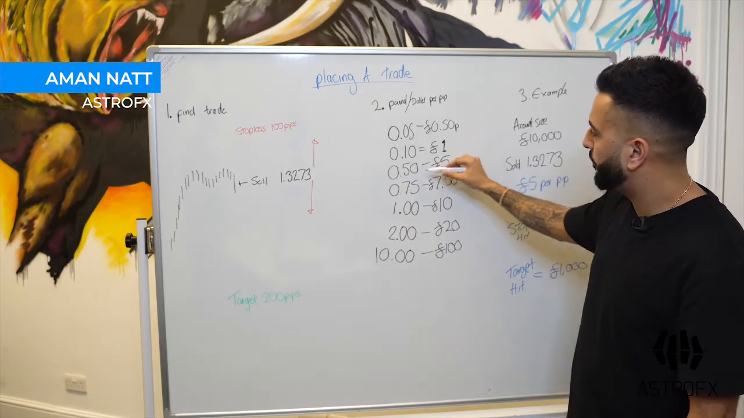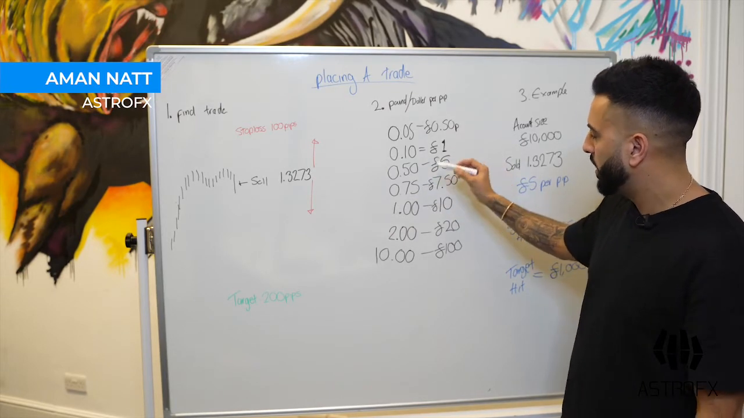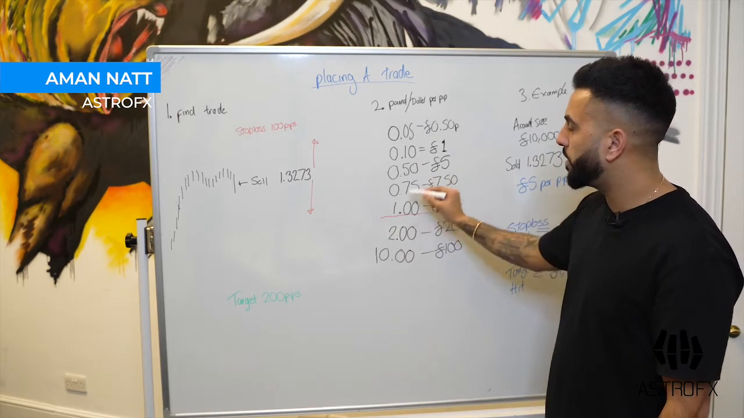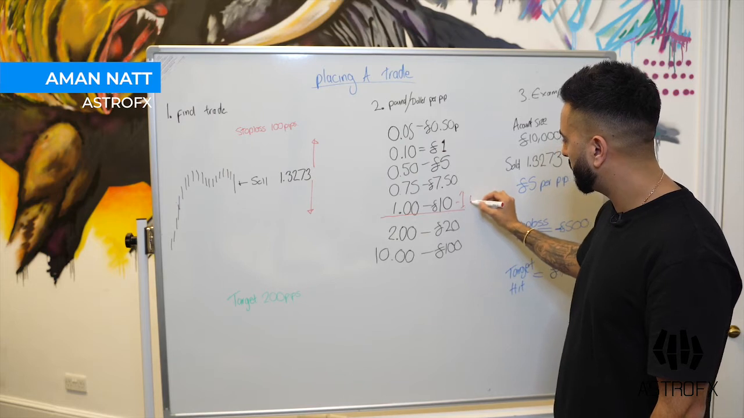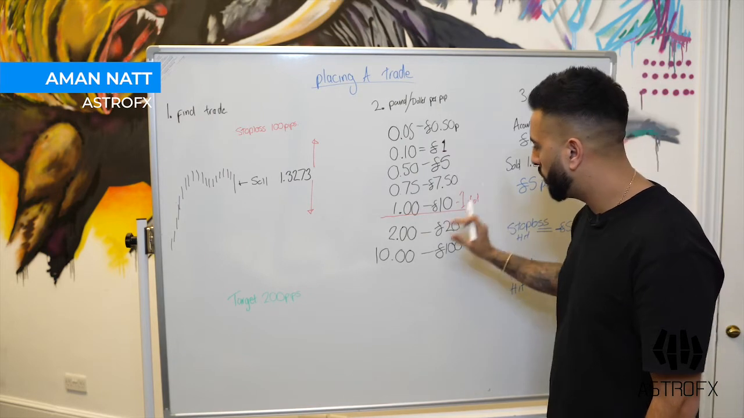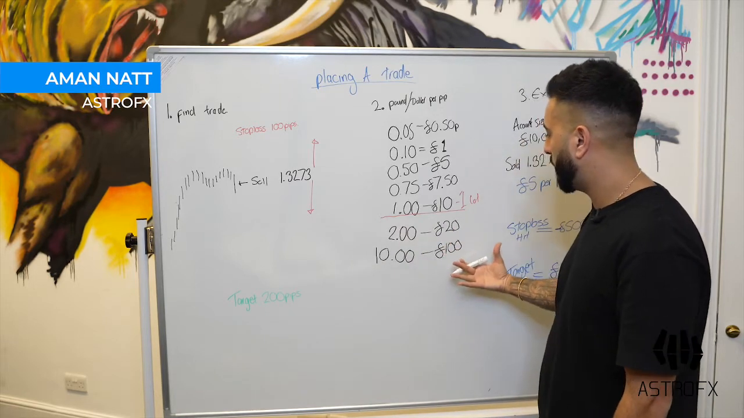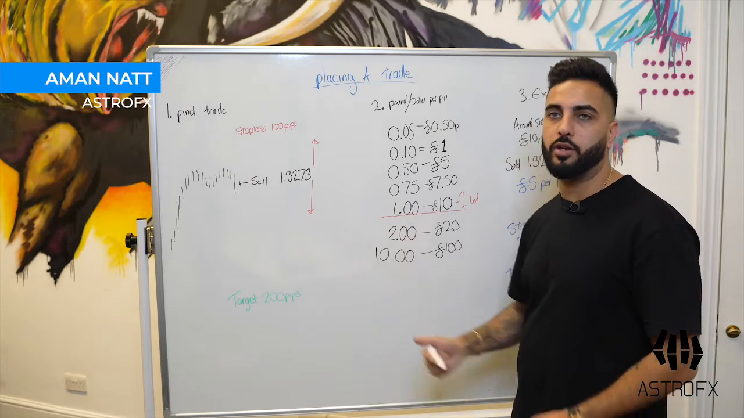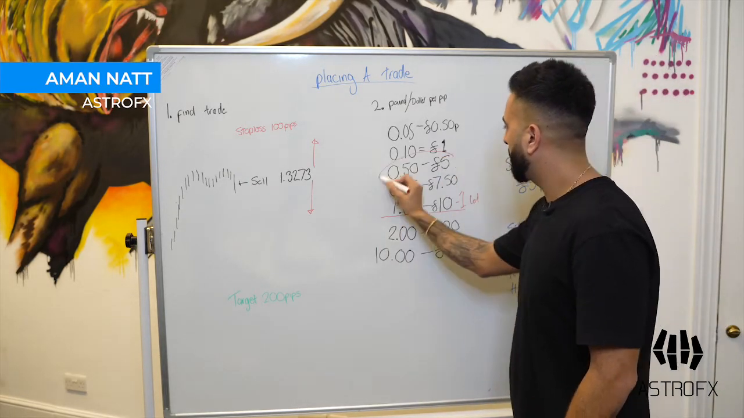0.50 is £5, 0.70 is £7.50. A popular one is £10 per pip, which is referred to as one lot size. Then there's two lot sizes, and let's go to a really big example, £100 per pip, which we enter as 10 lots on MetaTrader. Let's just choose £5 per pip.